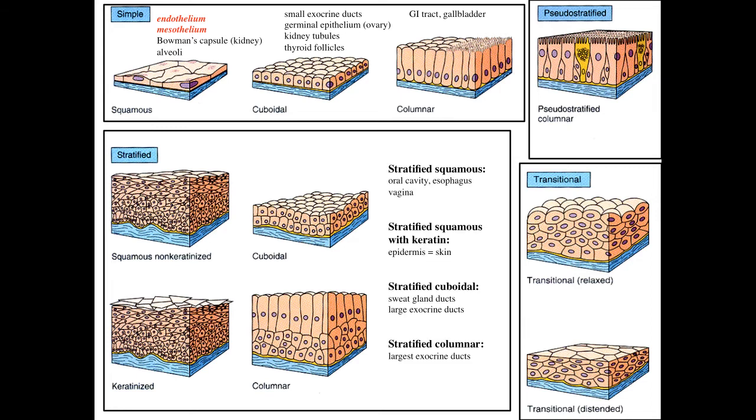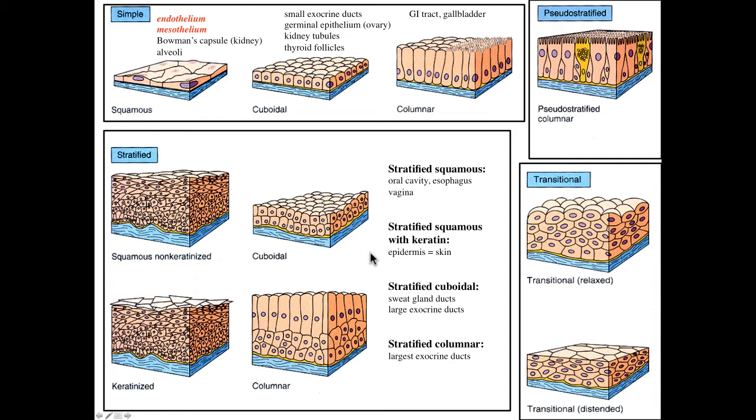If we talk about stratified epithelium, we can talk about a stratified squamous epithelium lining the oral cavity, the esophagus, or the vagina. We can talk about a stratified squamous epithelium on the epidermis of the skin. Here we'd be talking about a stratified squamous epithelium with keratin. So we might, for example, say keratinized stratified epithelium.